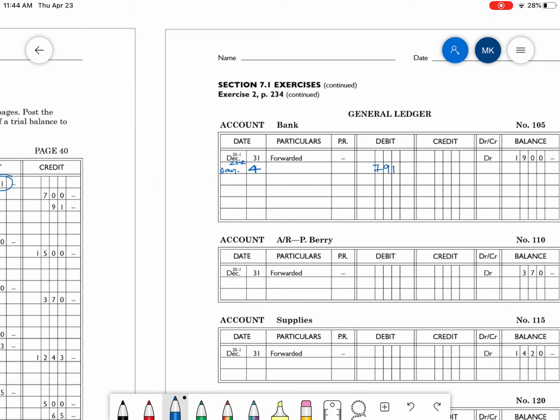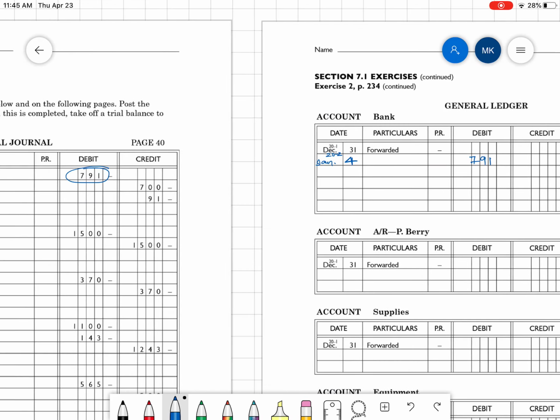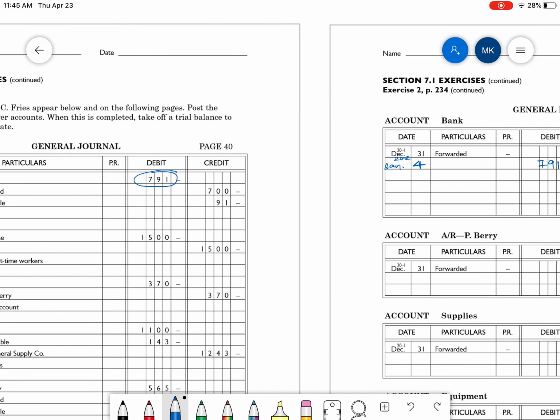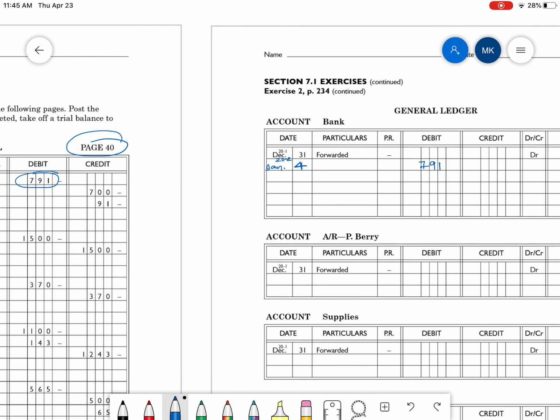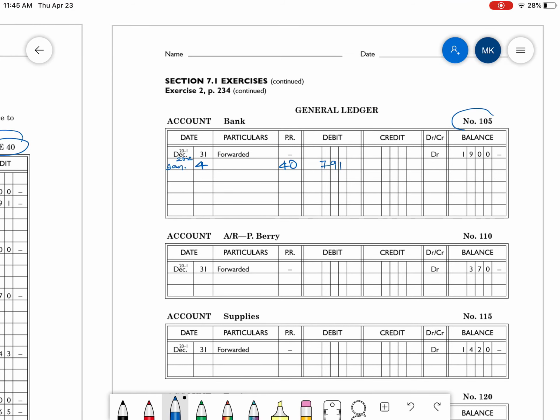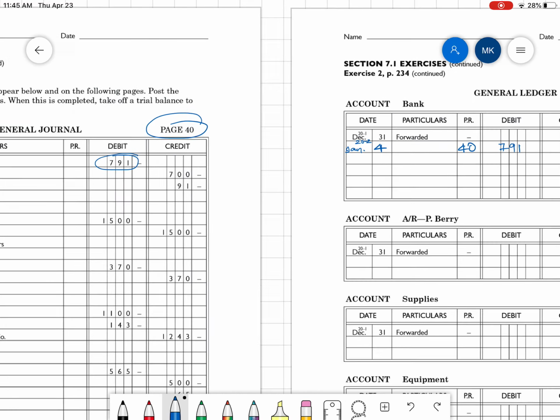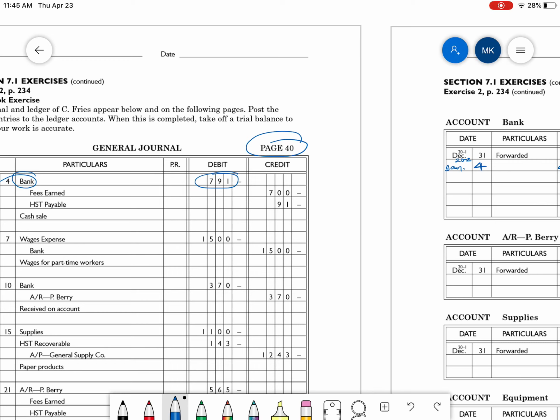Okay, now there is a page number. So the page is 40, right? So here I'm supposed to write 40, right? Now the ledger number is 105. So this 105 will go here. So 105. Now I'll just get rid of these extra circles that I made.